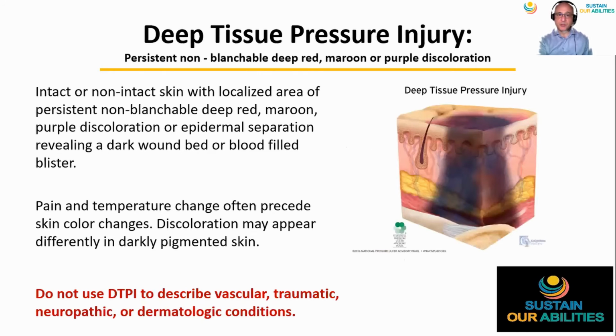The deep tissue pressure injury: a persistent, non-blanchable deep red, maroon, or purple discoloration of intact or non-intact skin with a localized area of persistent non-blanchable deep red, maroon, purple discoloration, or epidermal separation revealing a dark wound bed or blood-filled blister. Pain and temperature change often precede skin color changes. Discoloration may appear differently in darkly pigmented skin. We must not use DTPI to describe vascular, traumatic, neuropathic, or dermatologic conditions.